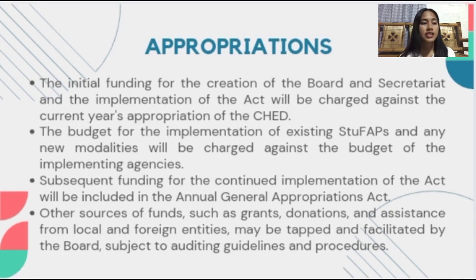Appropriation. The initial funding for the creation of the board and secretariat and the implementation of the Act will be charged against the current year appropriations of the CHED. The budget for the implementation of existing stock-ups and any new modalities will be charged against the budget of the implementing agencies. Subsequent funding for continued implementation of the Act will be included in the Annual General Appropriation Act.